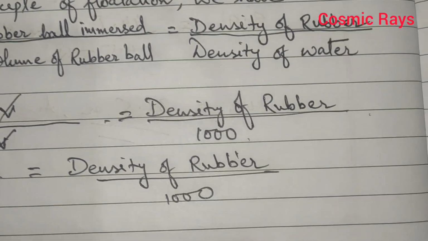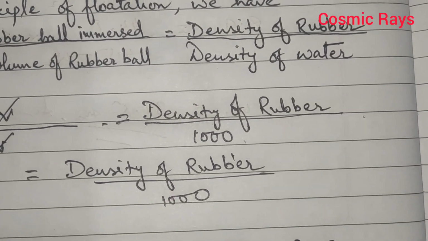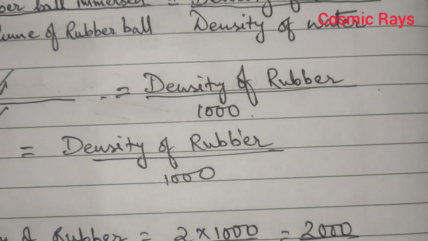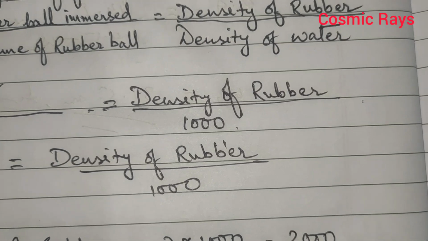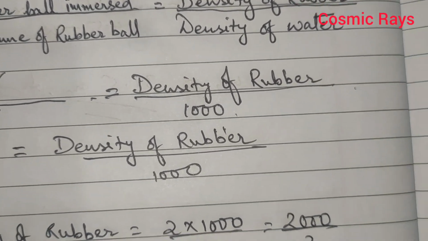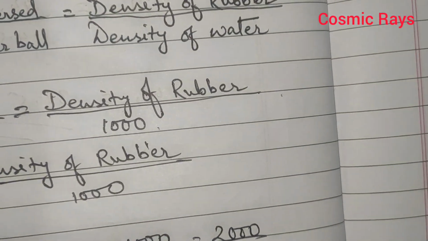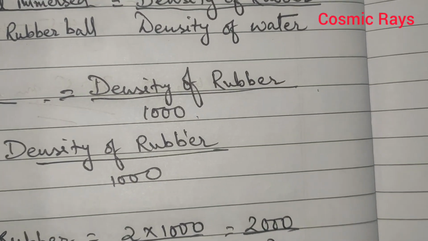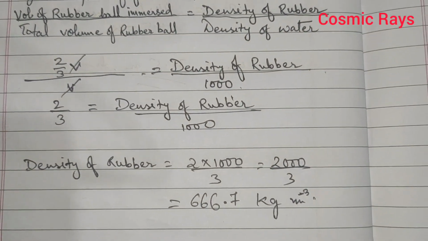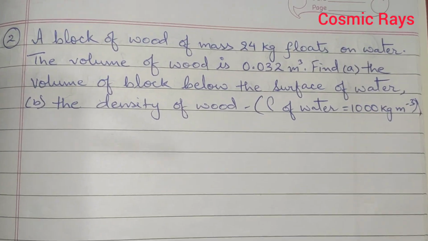divided by 3. So after calculation, you will get the answer, that is 0.7 kg per meter cube. So this is how we have to solve it. Now we go to the next question, that is number 2.